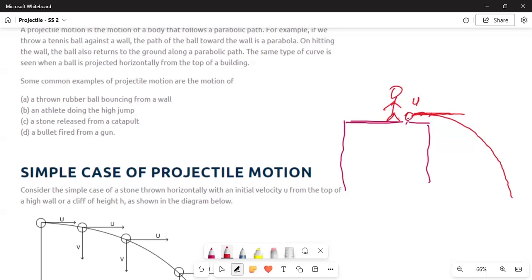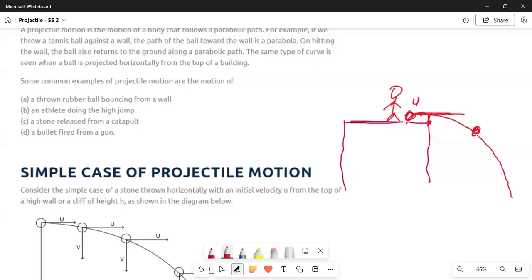So this object, this ball in this case, is projected with initial velocity u. So as it comes down to the floor in this parabolic manner, there are two components of this velocity. The horizontal component is as a result of the initial velocity of projection. Then the vertical component is as a result of the acceleration due to gravity. Now, as it goes along, there is no extra force acting on it horizontally, but there is a force that is acting on it vertically, which is the force of gravity.